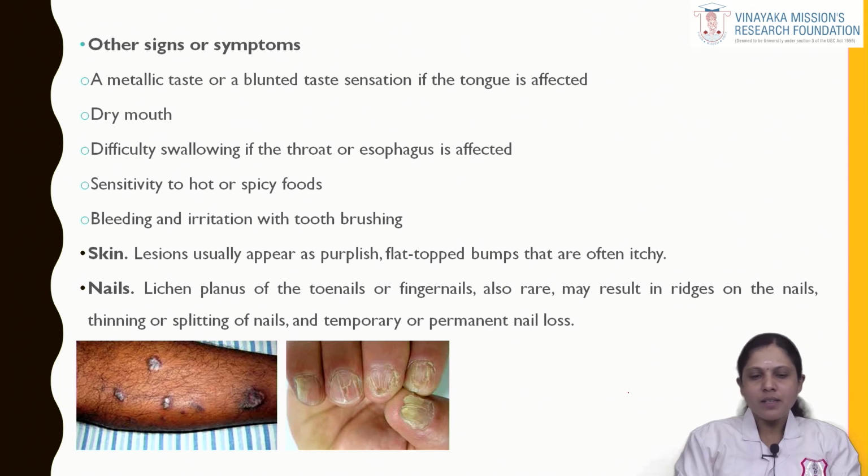Dry mouth can be seen, and difficulty in swallowing if the throat or esophagus is affected. Sensitivity to hot or spicy foods can be noted. Bleeding and irritation with toothbrushing can be noted. Skin lesions usually appear as purplish flat-topped bumps that are often itchy. Nails, you can appreciate in the finger or toenails, which may result in ridges on the nails. Thinning or splitting of the nails can be noted, which may lead to temporary or permanent nail loss.